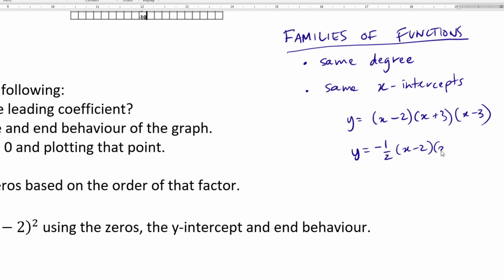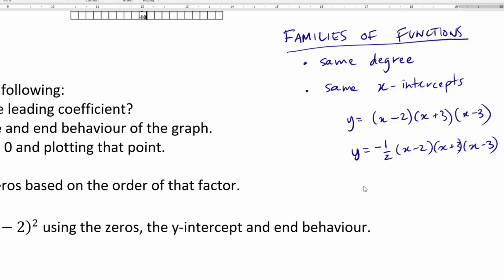And this function right here, y is equal to negative 1/2 (x minus 2)(x plus 3)(x minus 3). These two would be part of the same family because they have the same x-intercepts, which is to say 2, negative 3, positive 3. They have the same degree because they're both cubics. The only difference here is that they have a different leading coefficient. This one is positive 1 and this one is negative 1/2.